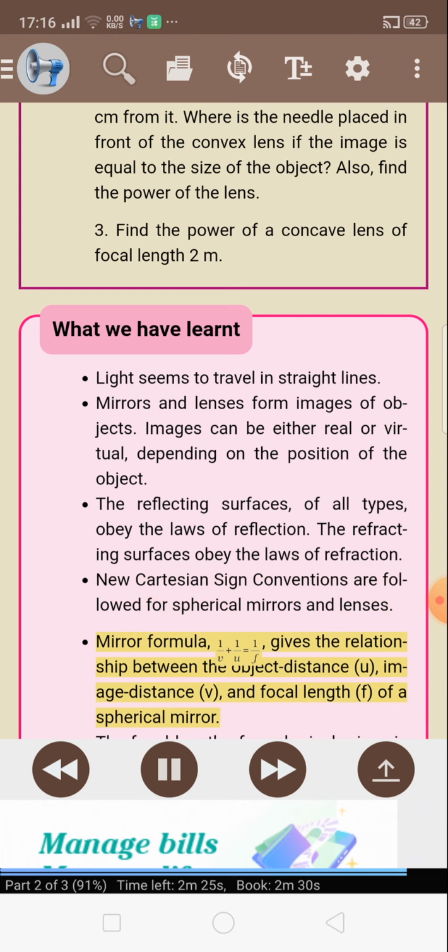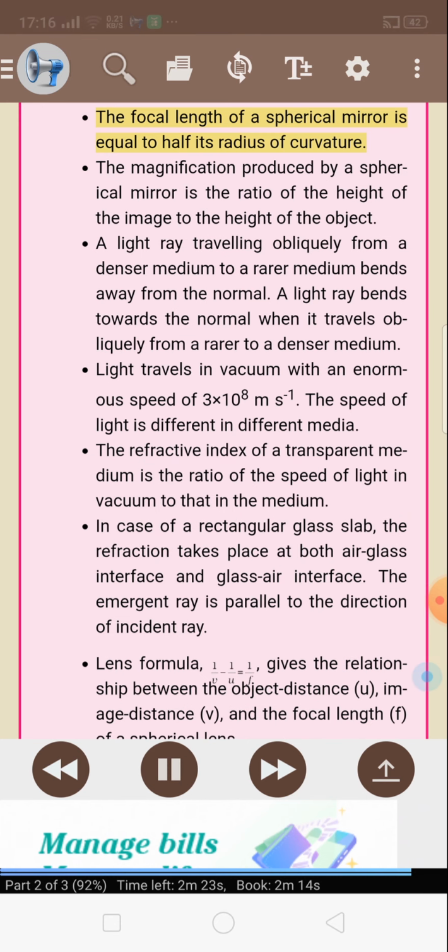Mirror formula gives the relationship between the object distance u, image distance v, and focal length f of a spherical mirror. The focal length of a spherical mirror is equal to half its radius of curvature. The magnification produced by a spherical mirror is the ratio of the height of the image to the height of the object.